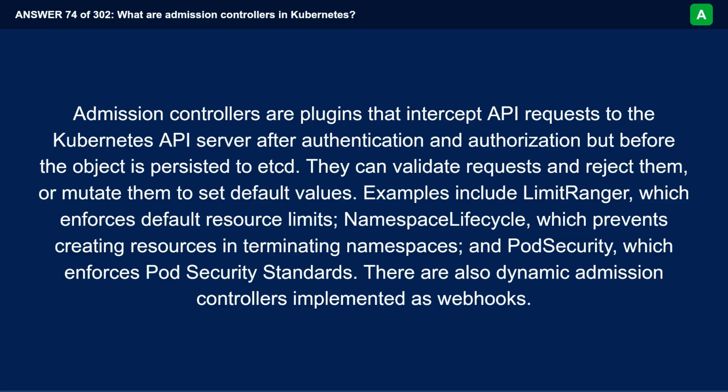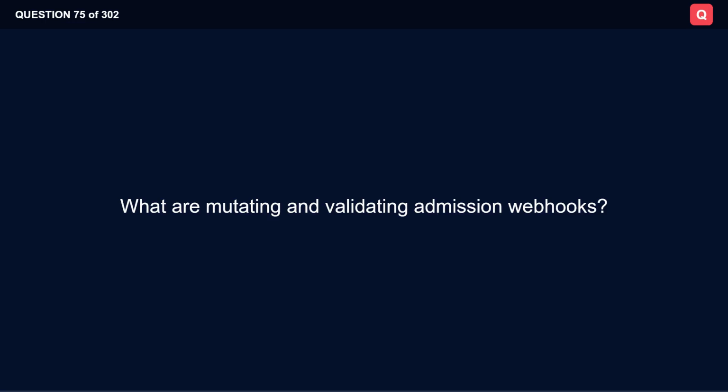Examples include Limit Ranger, which enforces default resource limits, Namespace Lifecycle, which prevents creating resources in terminating namespaces, and Pod Security, which enforces pod security standards. There are also dynamic admission controllers implemented as webhooks. What are mutating and validating admission webhooks?